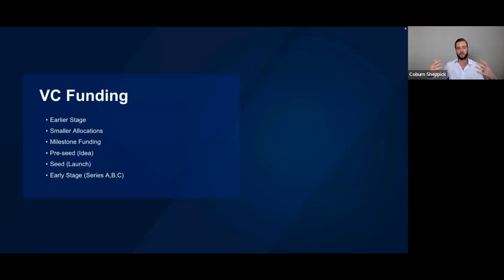And so accelerator programs are the earliest stage. It's basically taking an idea, maybe even before an idea, and it's all about the founders and the entrepreneurs involved in helping them develop a business plan and a strategy, and then they connect VCs to those very young companies.